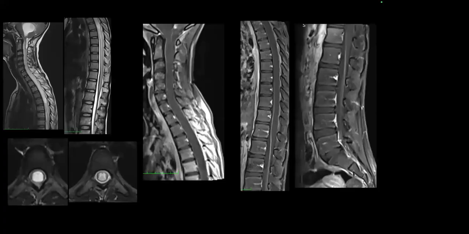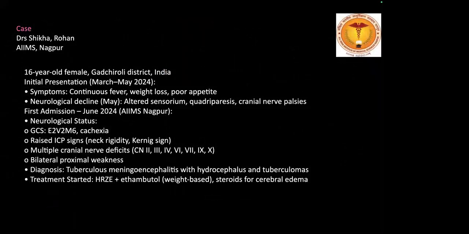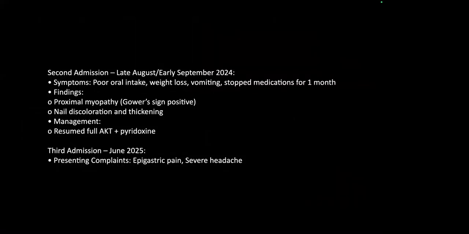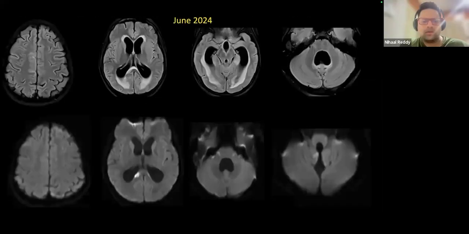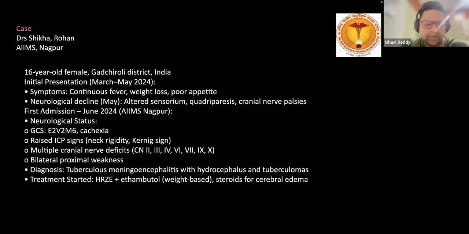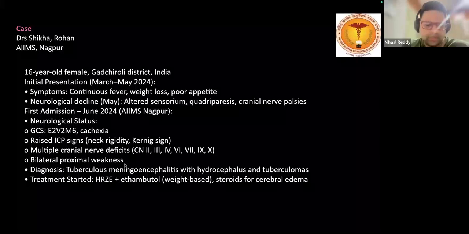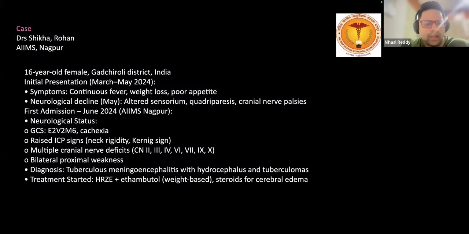Then she was under follow-up, and again around July she presented with severe headache with signs of raised ICT. We repeated the scan, which showed increased hydrocephalus. Okay, Ron, let me just show the first scan. We'll take it chronologically. So she presented in 2024 with symptoms of fever, weight loss, cranial nerve deficits, raised ICP signs, and tubercular meningitis on LP.